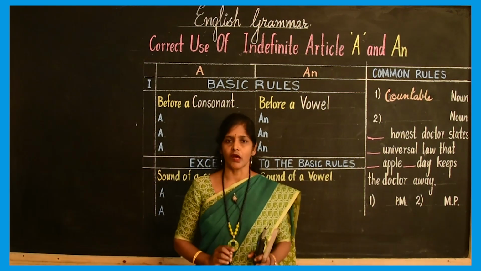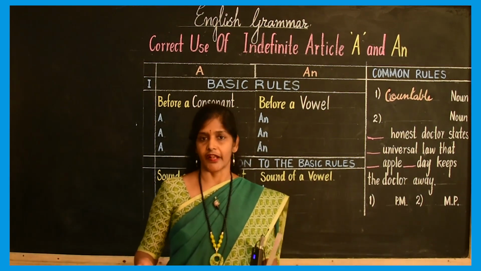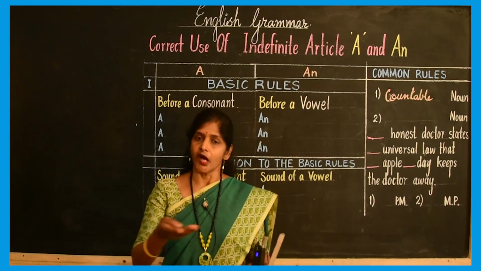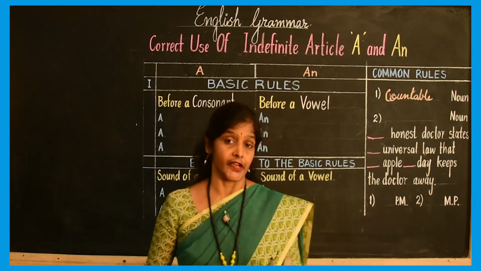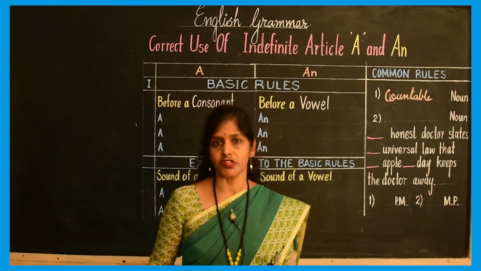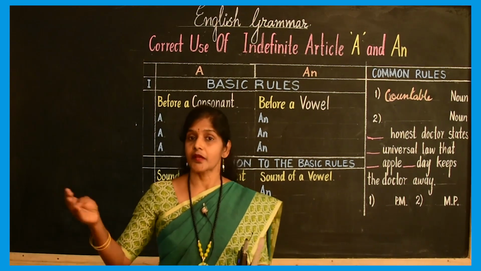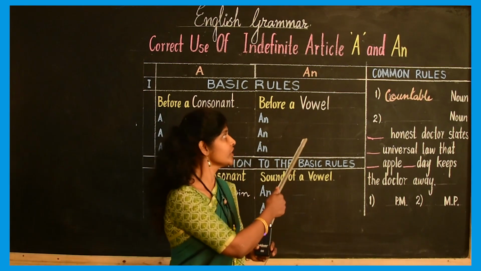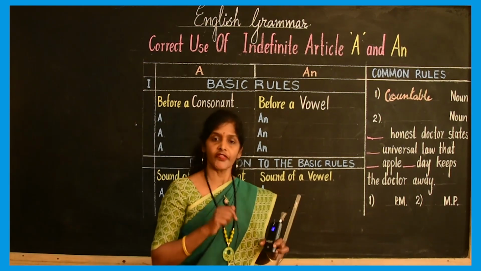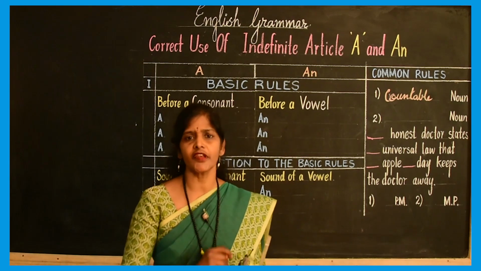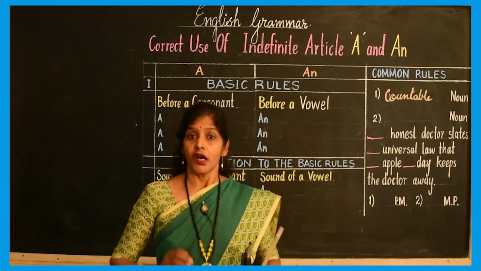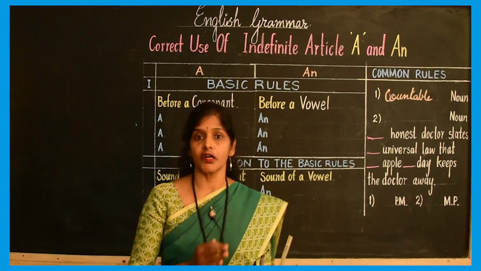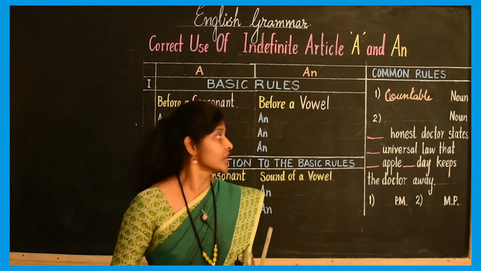Countable nouns are those nouns which can be counted, like a pen, a table, a boy, anything. And uncountable nouns are those which cannot be counted, like milk, water, air. So here we are dealing only with countable nouns, and therefore it would be very inappropriate to say an air or a milk.